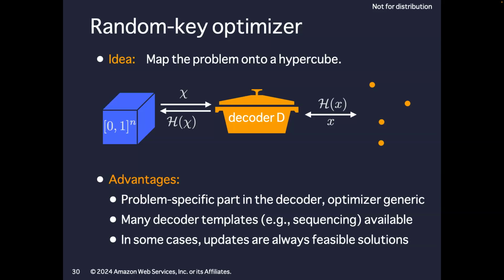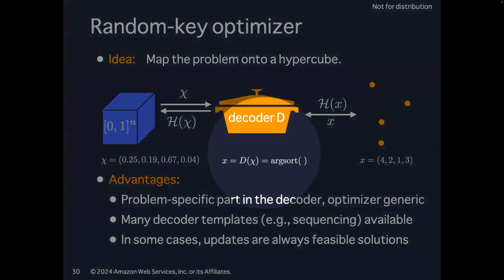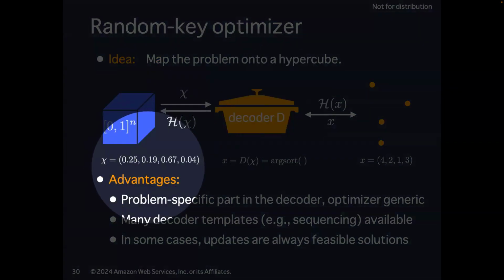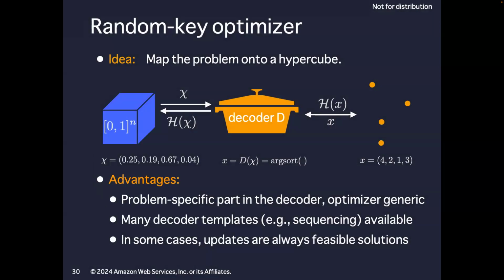And then you design a decoder. I put a pot there because this is where the magic happens, that maps between the real world and this hypercube. So let me give you a simple example of a decoder for a sequencing problem like a TSP. Suppose that we run the optimizer on this hypercube, on these chi variables here, and the output is 0.25, 0.19, 0.67, 0.04. Okay, I'll get into more details in a second.